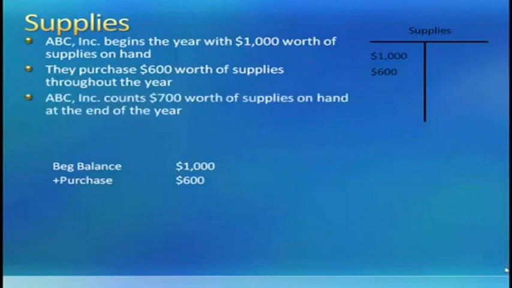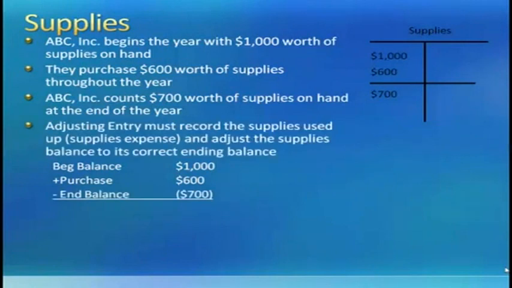However, if at the end of the year ABC counts the inventory and they only come up with $700 worth of supplies, we can deduce that we must have used up the other $900 worth of supplies, because that's the only way we can get from the $1,600 balance that we should have to the $700 that's on hand. Somewhere along the way we lost $900 worth of supplies.